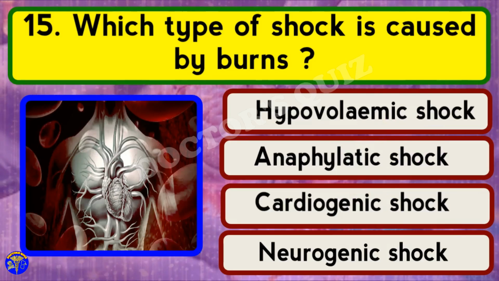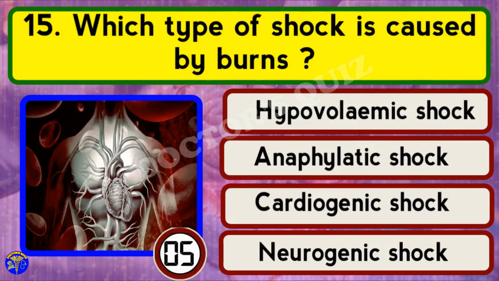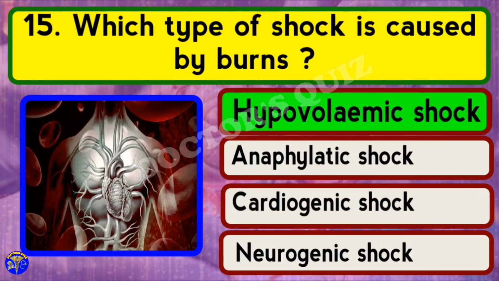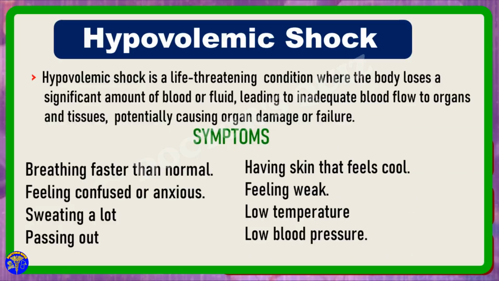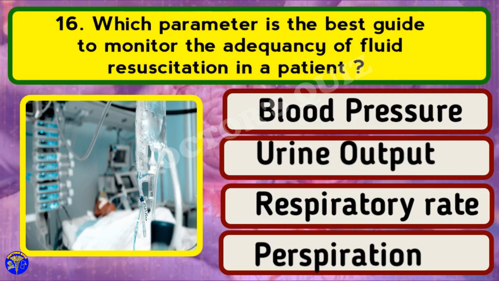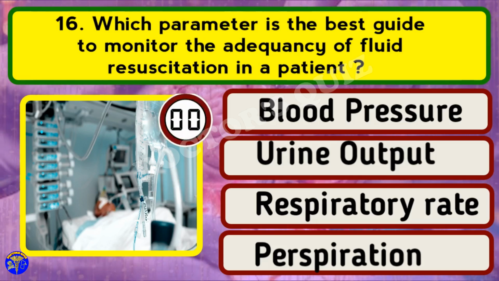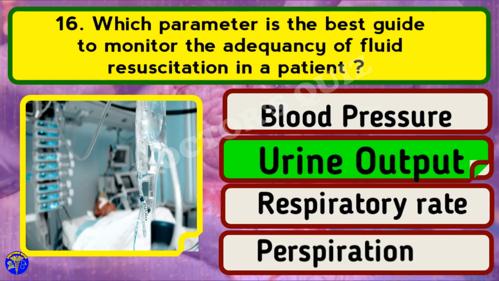Which type of shock is caused by burns? The answer is hypovolemic shock. Which parameter is the best guide to monitor the adequacy of fluid resuscitation in a patient? The answer is urine output.